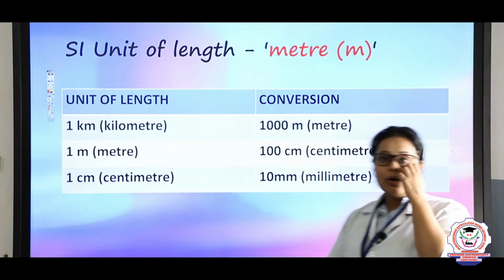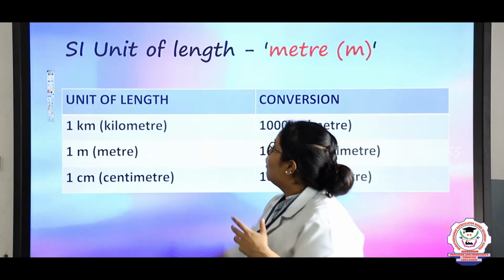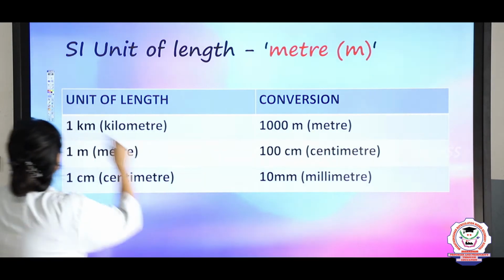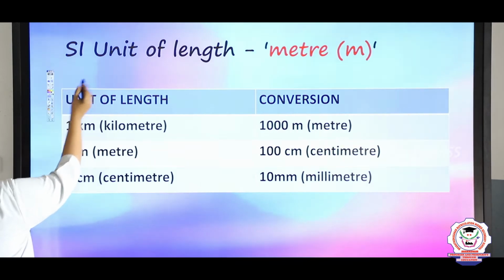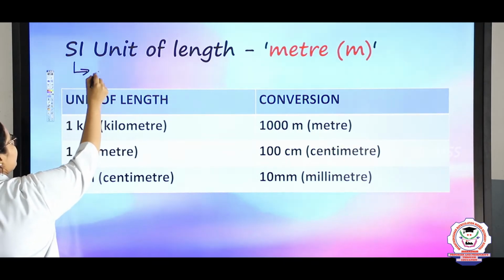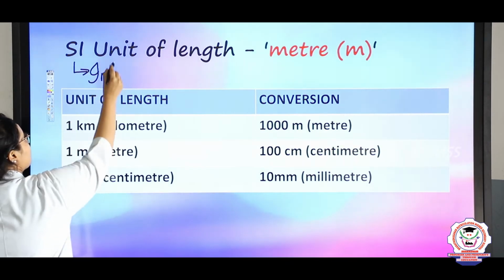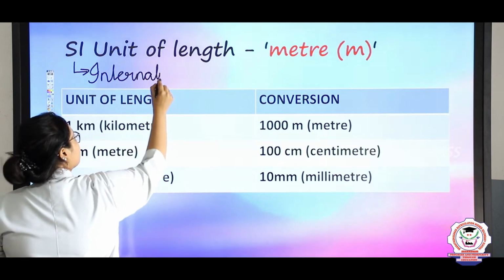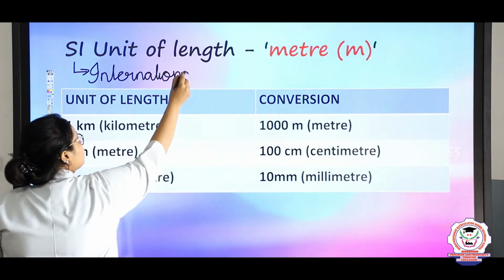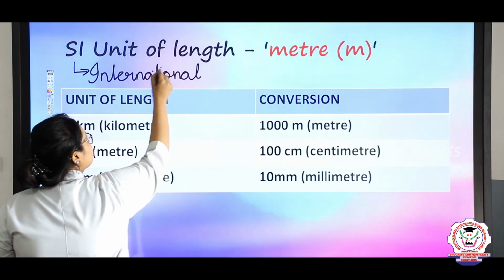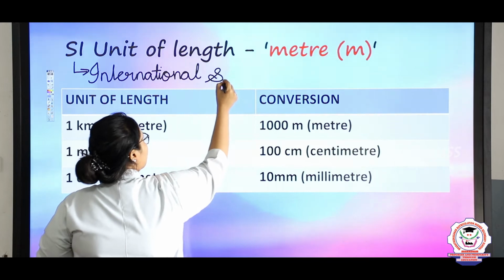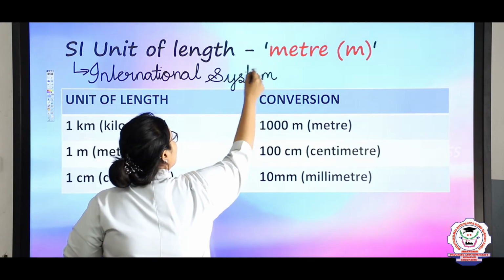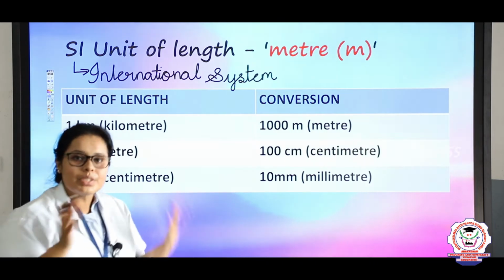Now let's see how length is measured. So what is the SI unit? Here SI unit means it is an international system. So why is the international system used?